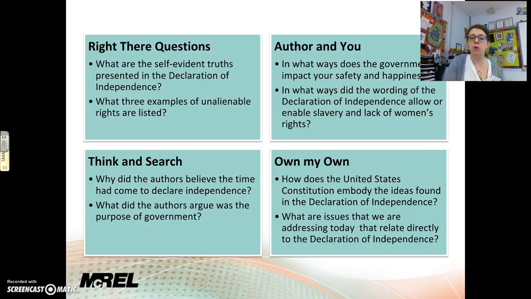Okay, on my own questions are as follows. How does the United States Constitution embody the ideas found in the Declaration of Independence? And what are issues that we are currently addressing today that relate directly to the Declaration of Independence? Okay, so a lot of these, the students may not have that necessary background knowledge to answer. So there's nothing in the text that will allow students to access this information necessary for answering the question. However, they do need this information. They do need the passage, what's in the passage, in order to address these questions.